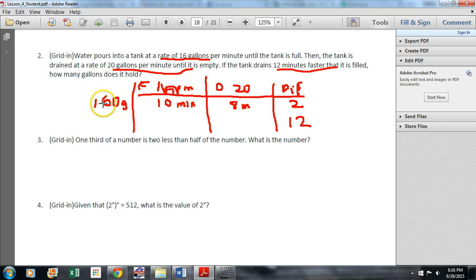6 times 160, entering that into my calculator, gives me 960 gallons. If I divide that by 16 gallons per minute, it takes 60 minutes to fill up. And if I divide that by 20 gallons per minute for the drainage of the tank, it takes 48 minutes to drain. And that's how we solve that problem.